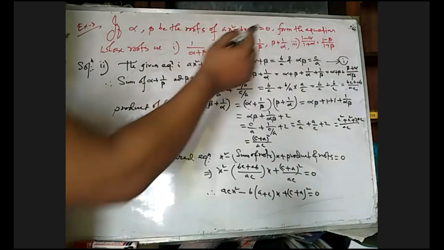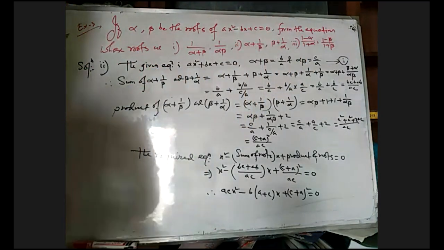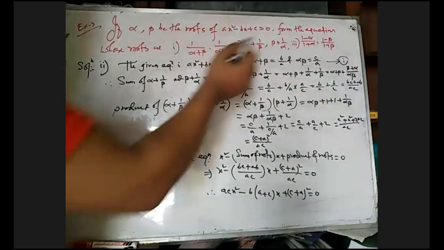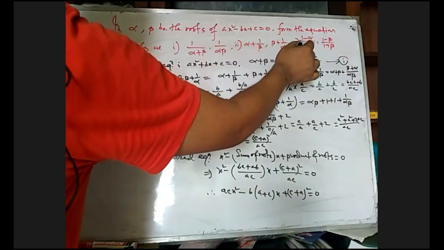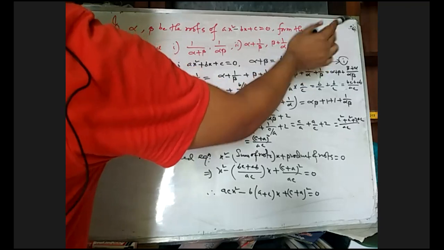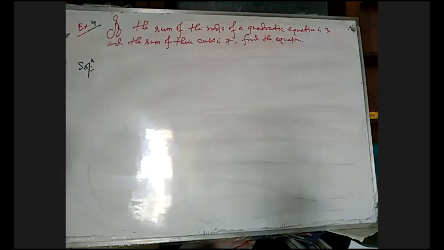Now third part, similarly you can solve, just like the previous example. In the previous example we found the equation whose roots are alpha minus 1 divided by alpha plus 1, beta minus 1 divided by beta plus 1. Same procedure. Okay, now another one.